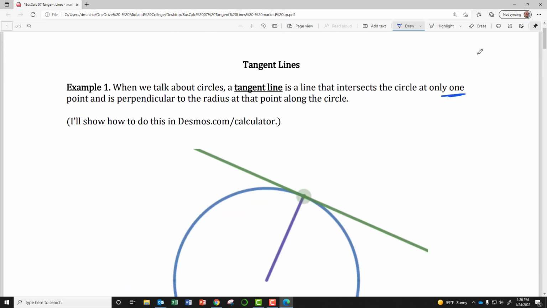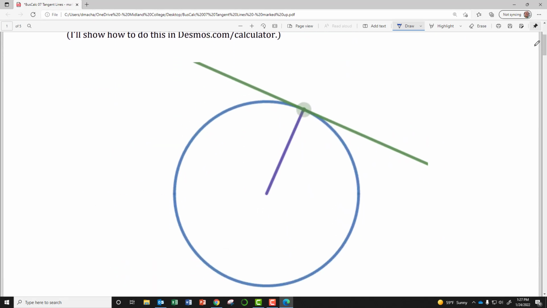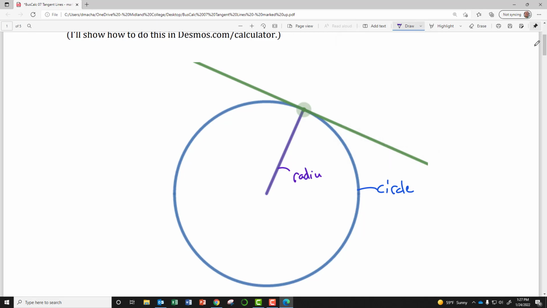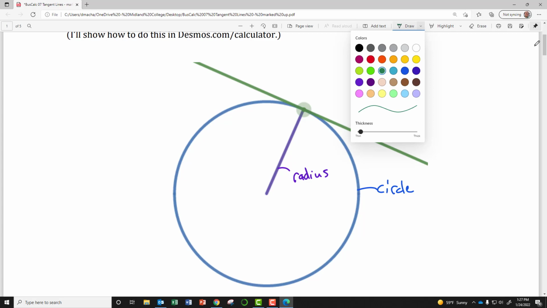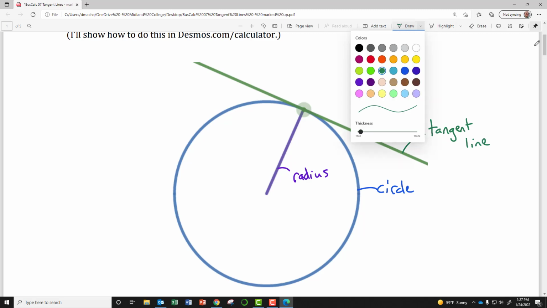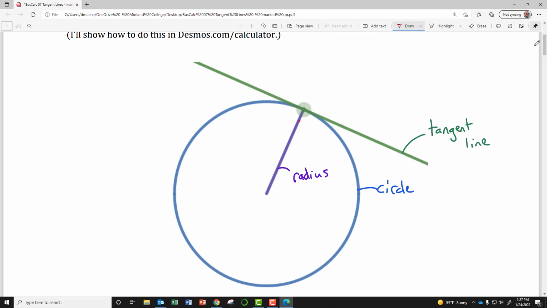And so this picture here is representative of a tangent line. Of course in blue, this is my circle. In purple, I'm showing you a radius of the circle. So it's just a straight line from the center of the circle out to the circle itself here. This green line is representing the tangent line to the circle here. And the thing about a tangent line is that it's always perpendicular to the radius of the circle. Right there. So hopefully you can see this.